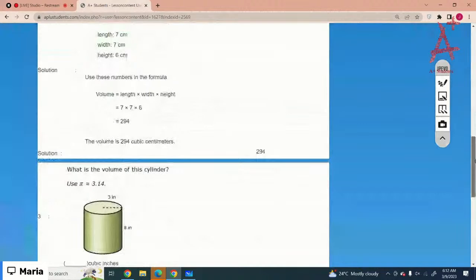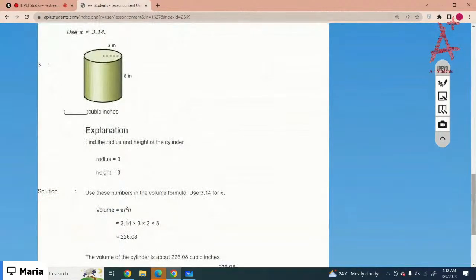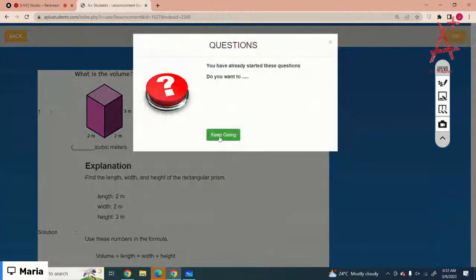Again, you have to calculate the volume. Okay, let's see how to calculate the volume of the cylinder. The volume of the cylinder is V equals pi r square h. You have to use the formula for the volume of a cylinder, that is V equals pi r square h. Got it? Let's start with the test questions.